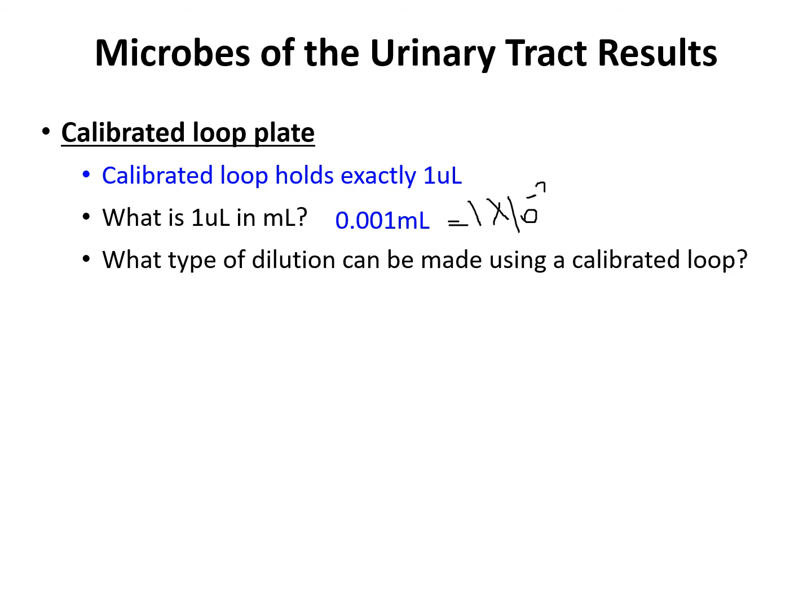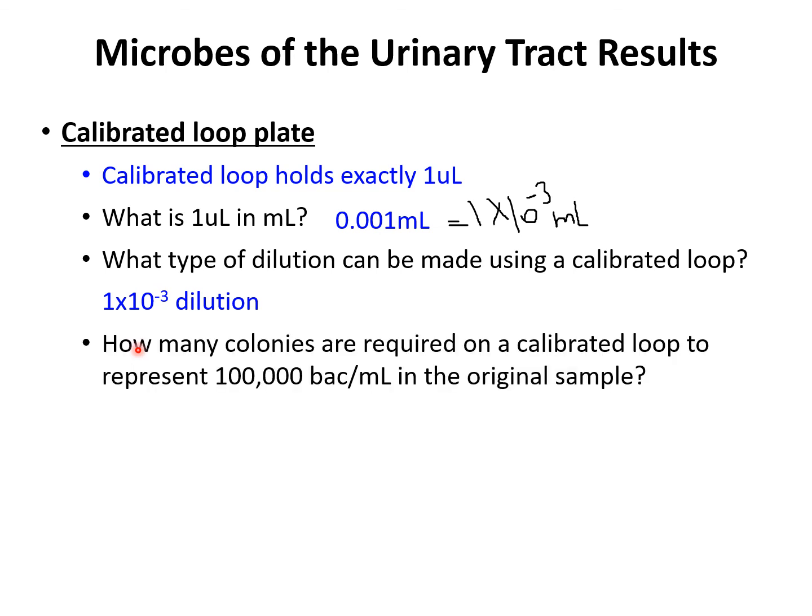So you went ahead and diluted someone's urine by 10 to the 3. So the dilution, right? What type of dilution? We're basically doing a 1 times 10 to the negative 3 dilution. And so if you think about it, if we are using a calibrated loop plate method, how many colonies would we want to consider that this individual has a UTI?